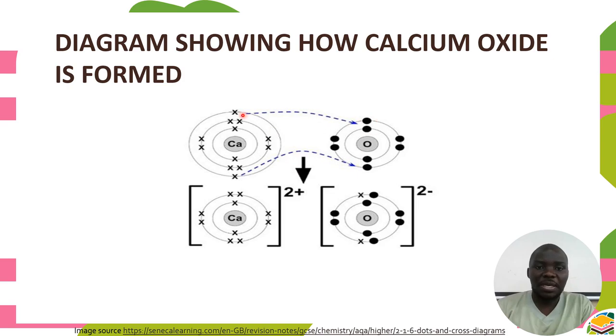So this oxygen gains the 2 electrons which have been released by calcium to become stable. After it gains, it develops a negative 2 charge, while this one, after releasing it, develops a positive 2 charge. So the opposite charges which are here get attracted and form an ionic bond.